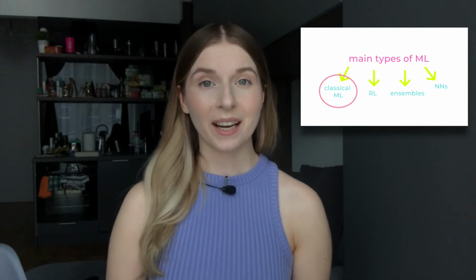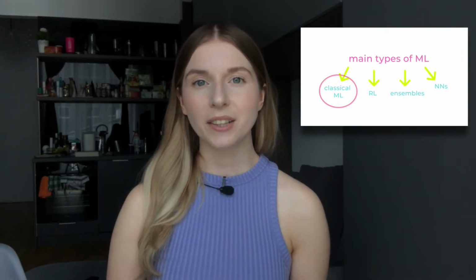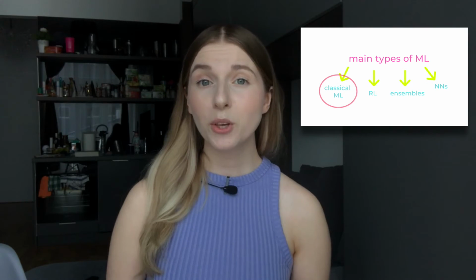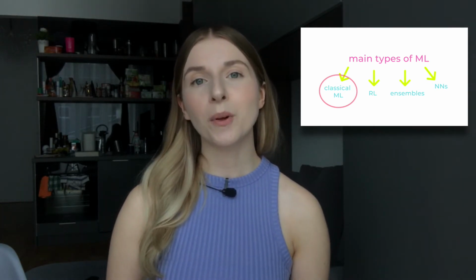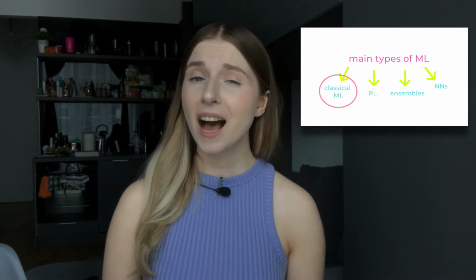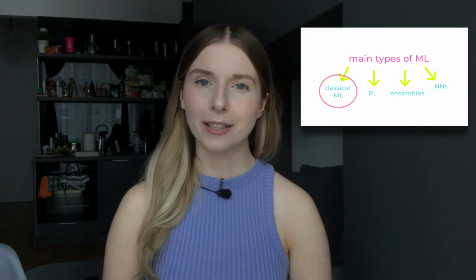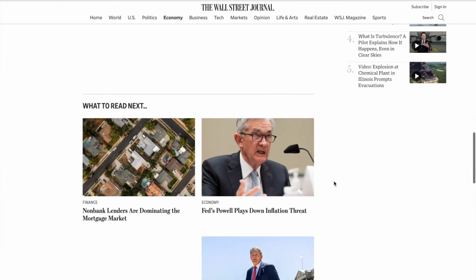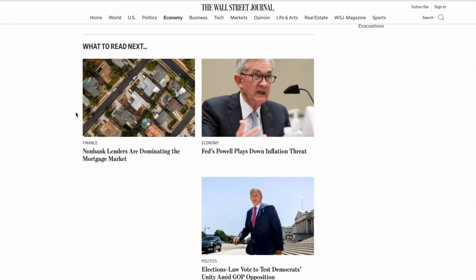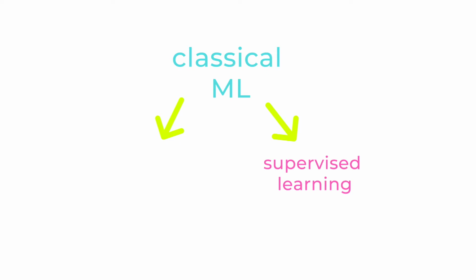Classic machine learning. The first methods in this category came from pure statistics in the 50s and solved formal math tasks. These days, half of the internet is using these algorithms. For example, when you're reading an article and you see a list of read next, it's probably the work of one of these guys. Classical machine learning is often divided into 2 categories: supervised learning and unsupervised learning.